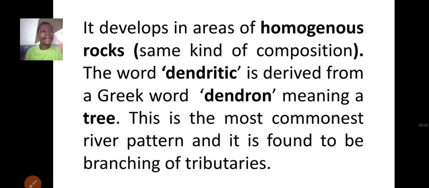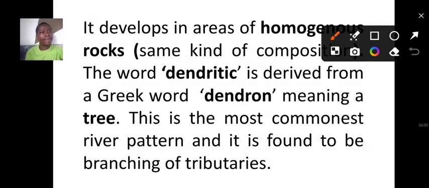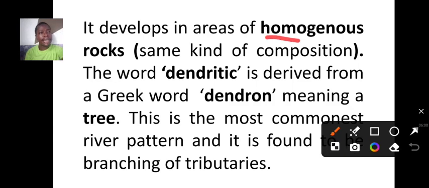Now, it develops in areas of homogeneous rocks. When we say homogeneous, we are talking about areas having the same kind of composition, where the rock found in that area has the same components. And the word dendritic is derived from the Greek word dendron, meaning a tree. So we have these keywords here that you should try your best to keep in mind: they are found in homogeneous rocks, and the word dendritic comes from the Greek word dendron, which means a tree.